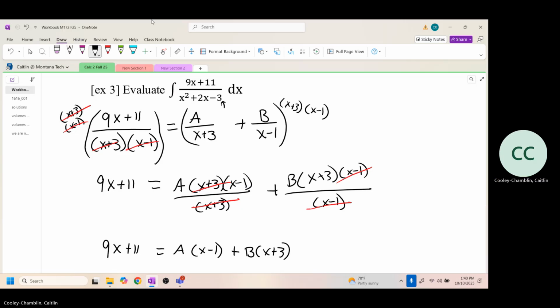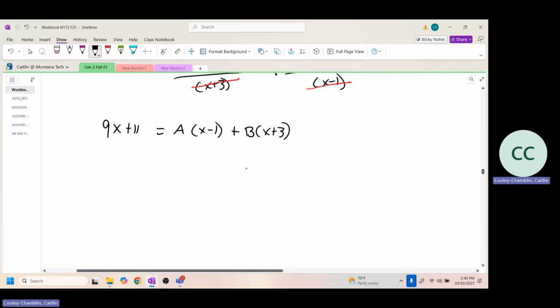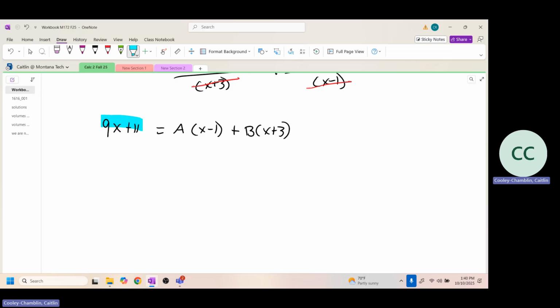Okay. So now we want to start solving for A and B, and we're going to do that by simplifying these equations as much as we can. We essentially want to get that right-hand side to look like something in front of an x plus a non-x, a constant. So I get 9x plus 11 equals ax minus a, and multiply that in, plus bx plus 3b.